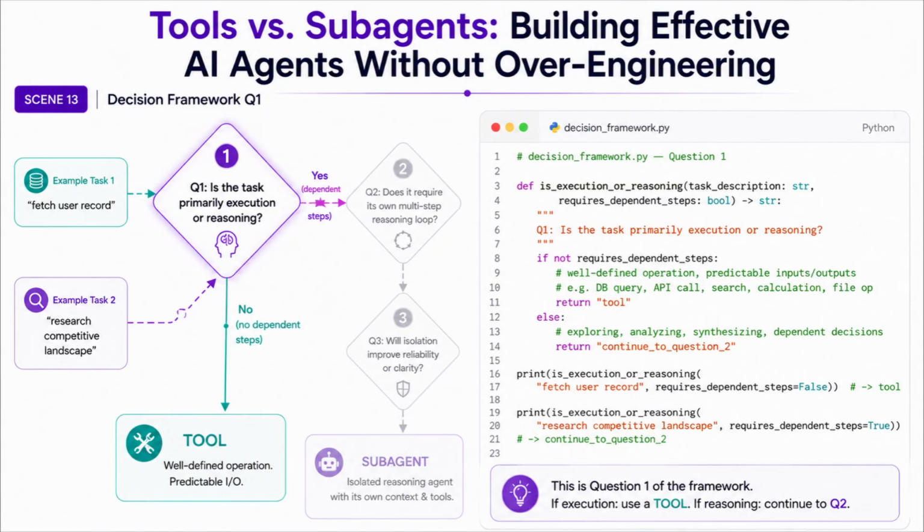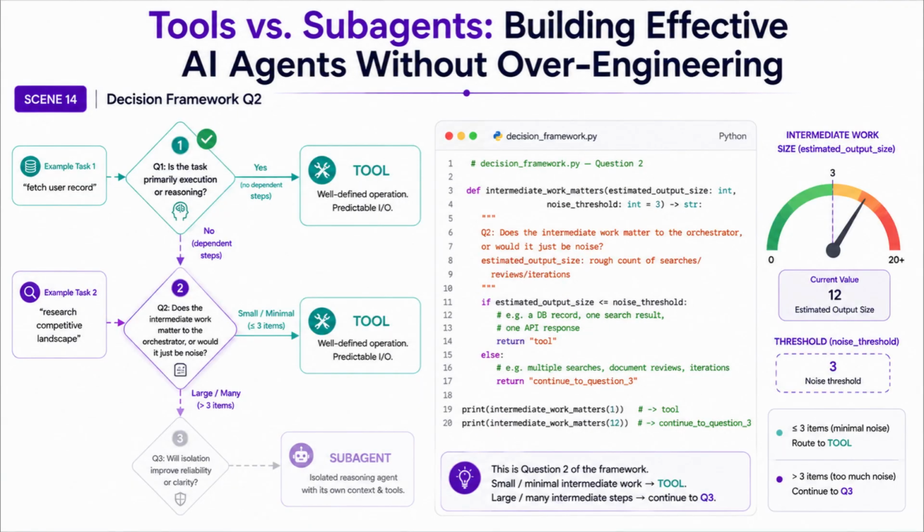This first question alone resolves the overwhelming majority of real-world cases correctly on its own, with very little ambiguity left over. It is only the genuinely ambiguous middle ground, tasks that look deceptively simple on the surface but secretly involve multiple dependent decisions underneath, that require you to keep working carefully through the remaining 2 questions before committing confidently to either architecture.